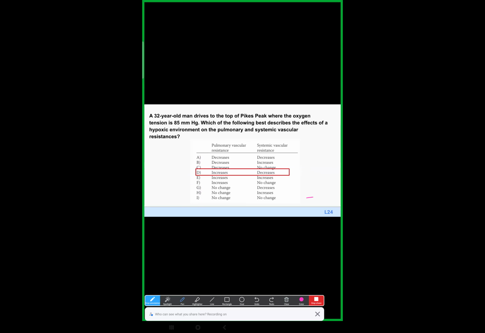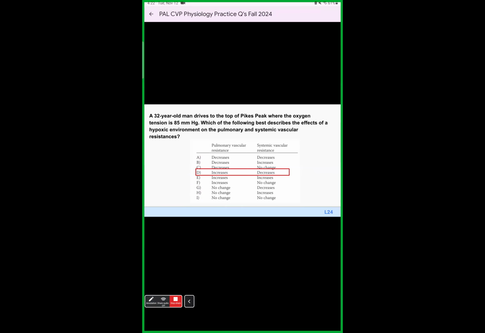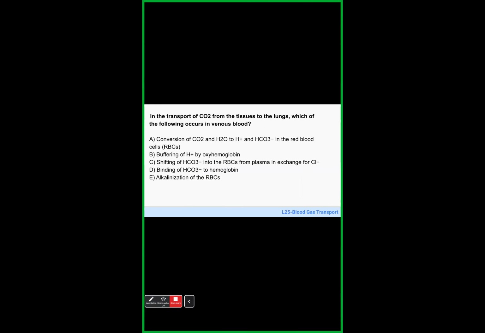Okay, I'm going to move on to the next question. So in the transport of CO2 from the tissues to the lung, which of the following occurs in venous blood?